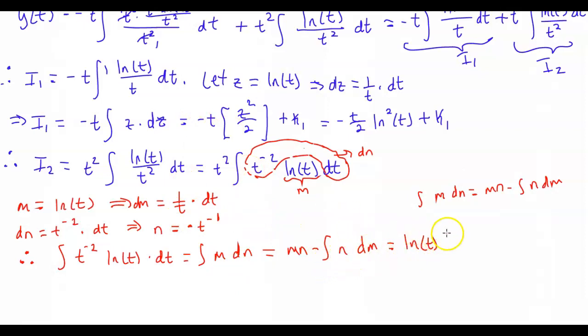Our n is going to be -1 divided by t, basically. And I'm just rewriting that for space purposes here. Minus integral of n, which is -1 over t, and dm. And we said our dm was 1 over t dt.